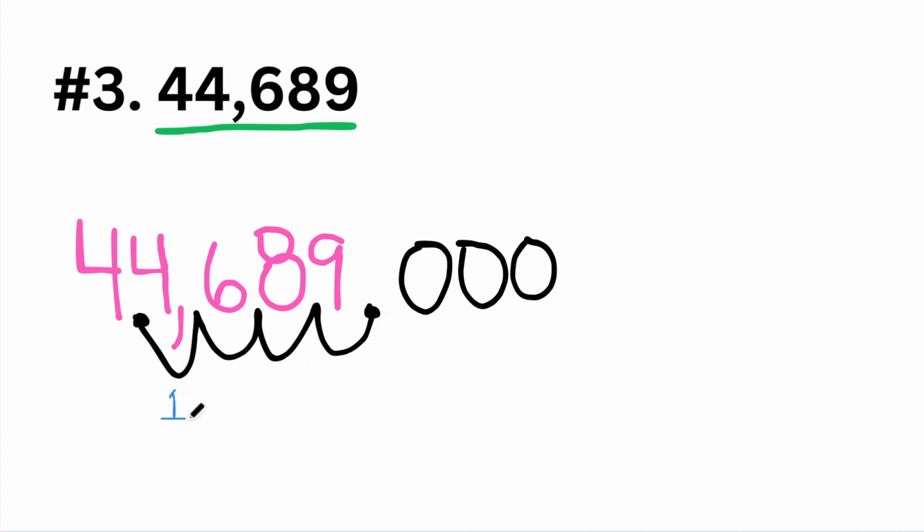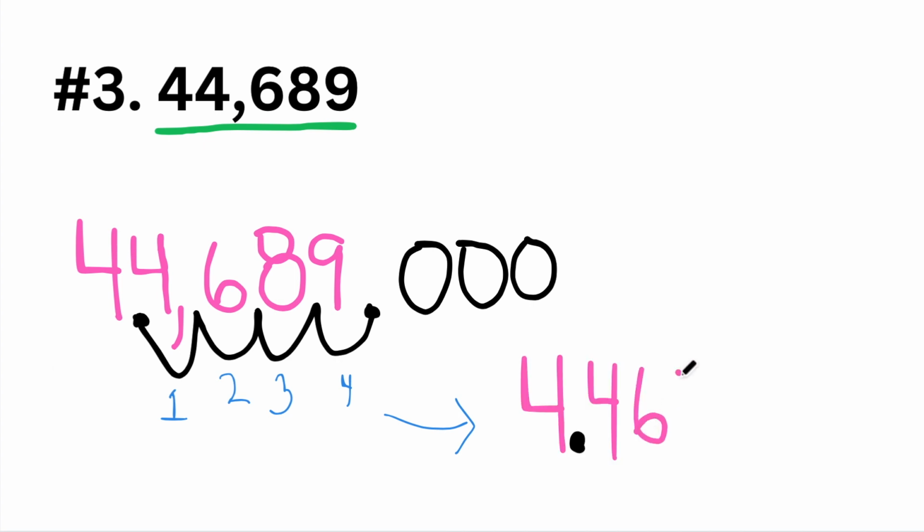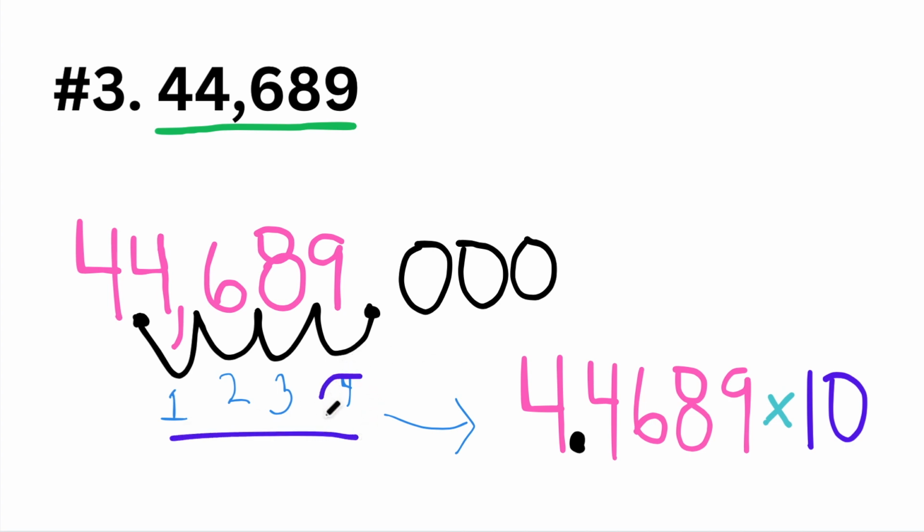So I'm moving the decimal point at the end of the number all the way up in between the 4 and the 4. So if I move my decimal point that many times, that is a total of 4 times. And so when we go to write this number in scientific notation, we're going to write the decimal 4.4689 times 10 raised to the power of 4, because we moved the decimal spot 4 times forward. And so the final answer for this is 4.4689 times 10 raised to the power of 4.